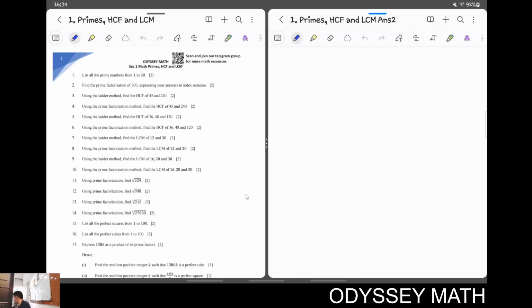So we're going to go through the first chapter on secondary one math. That would be actually the prime numbers, HCF, the highest common factor, and LCM, the lowest common multiple. So without further ado, let's do question number 1 over here.